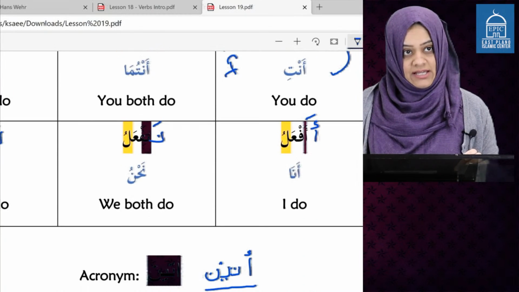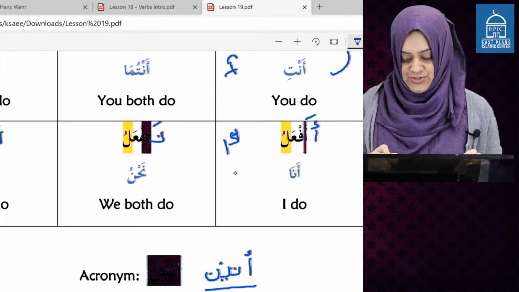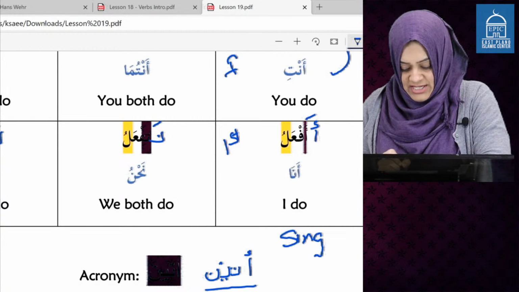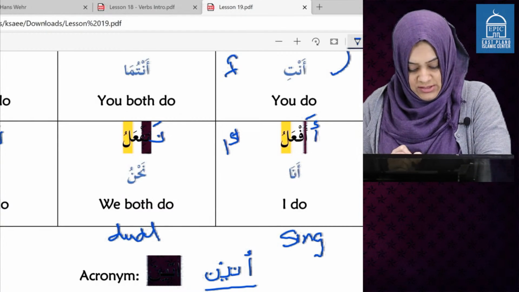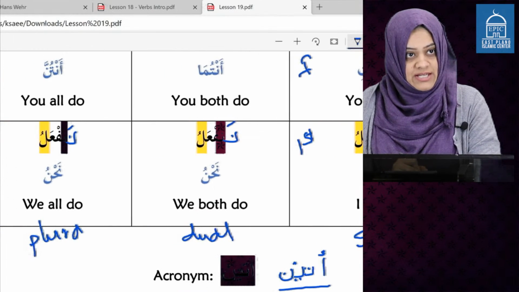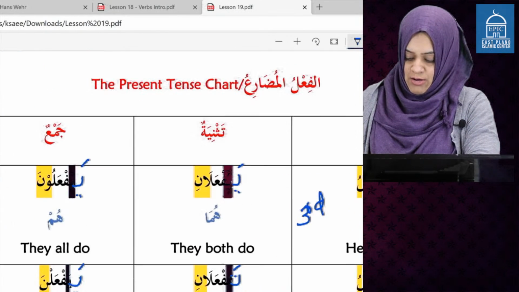And then finally, we have first person. This is first person, singular, male, female, right? This column is singular. This column is dual. And this column is plural. You see it? So that's basically your mudare chart.